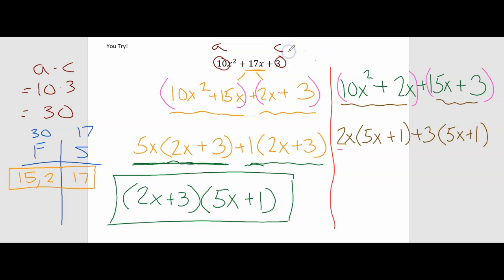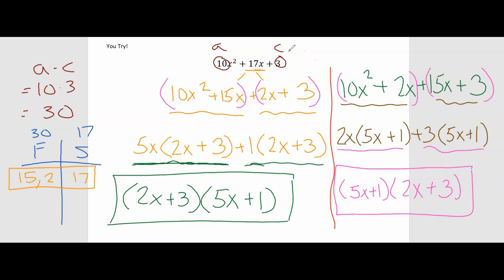Now you'll notice that these products, well, they share a 5x plus 1. So I factor out the 5x plus 1, and I'm left with 2x from my first product and 3 from my second product. And you'll notice that we get the same factorization. It doesn't matter that the factors are flipped. When we multiply those together, when we distribute, we would get the same thing. So a couple different ways you can do these problems, but final answers should look alike.